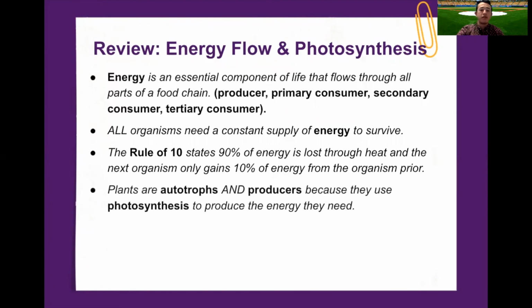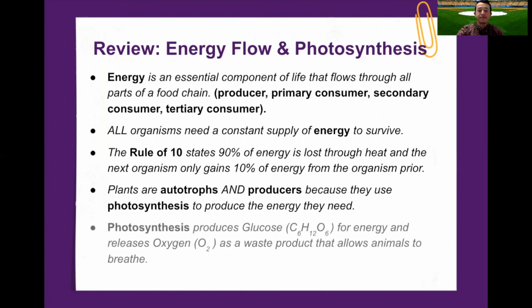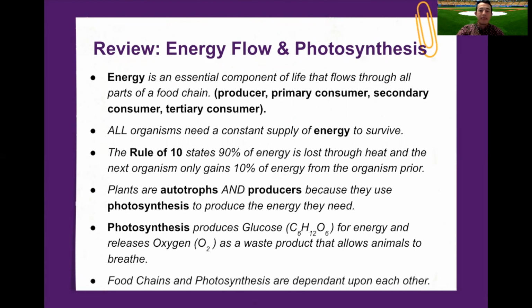We know that plants are autotrophs and producers, those first stages, right? Because they use photosynthesis to produce the energy they need, and therefore they give the energy to those other consumers. And we know that photosynthesis produces glucose. Once again, that's the C6H12O6 molecule for energy, and releases oxygen, that O2, as a waste product that allows animals to breathe, even us humans. And food chains and photosynthesis are dependent upon each other.